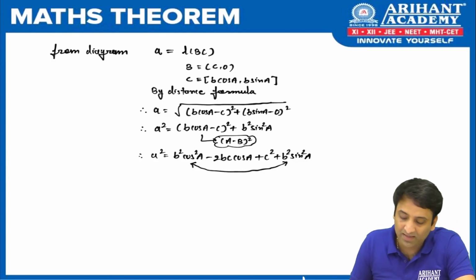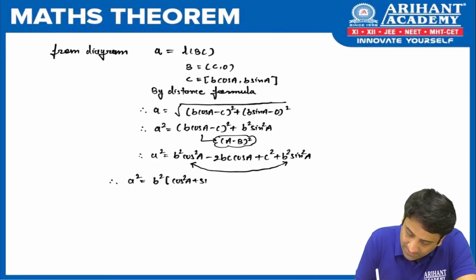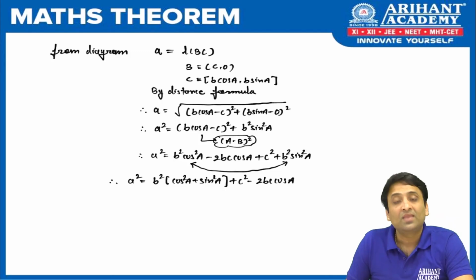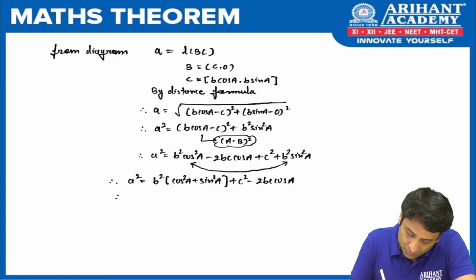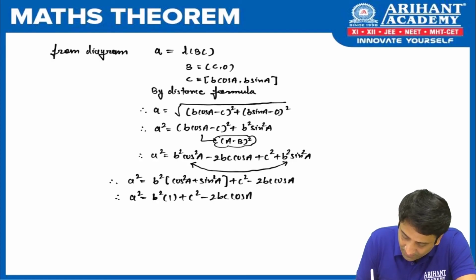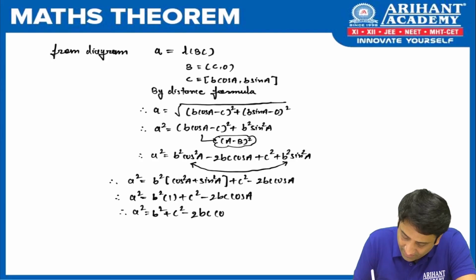Let's club these two together. So what can you take common from there? Can we take b square common? Then what remains inside? cos square A plus sin square A, surprise, and plus c square on the side, plus 2bc cos A separately. Now what is cos square plus sin square? It is 1. So what we get is a square is equal to b square into 1 plus c square minus 2bc cos A, and therefore we get the final result as b square plus c square minus 2bc cos A, and your proof is over.